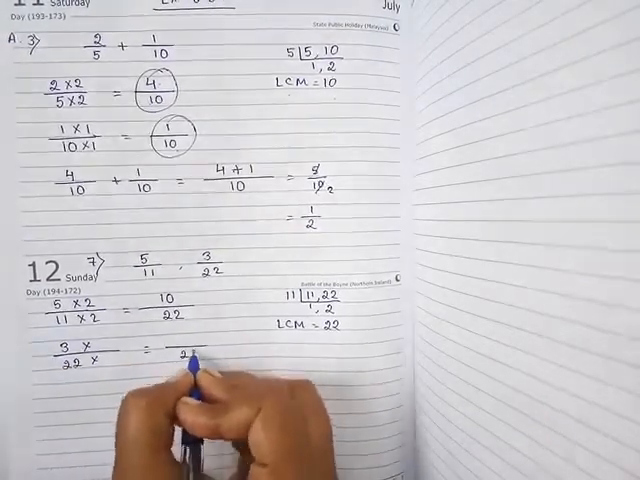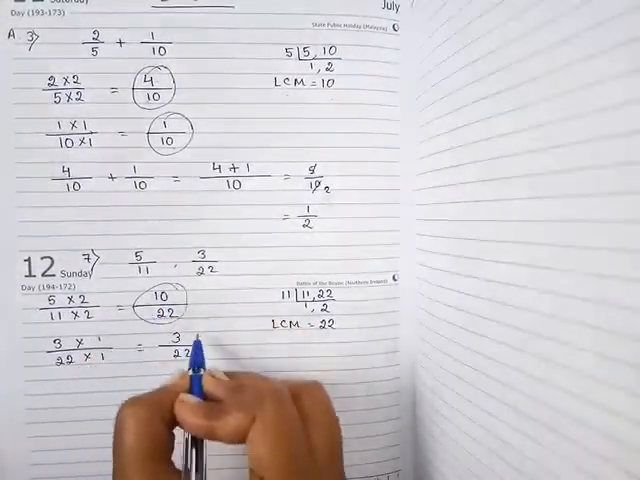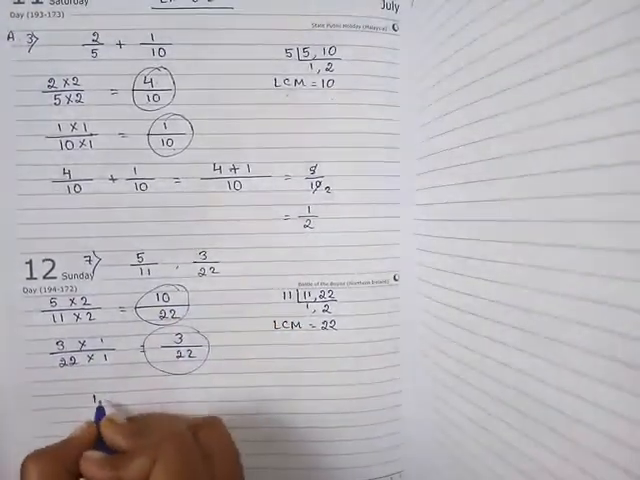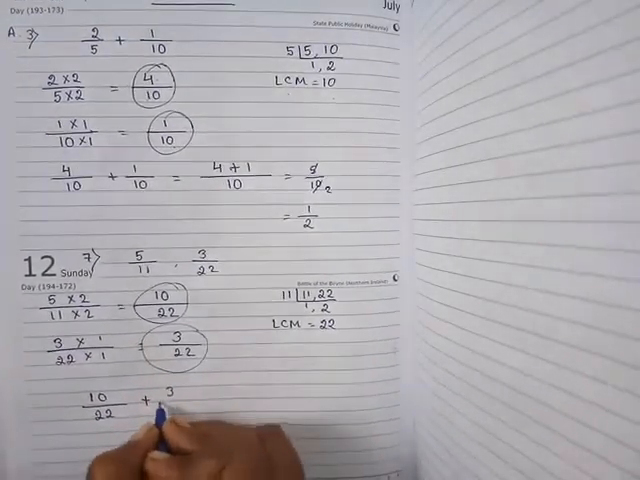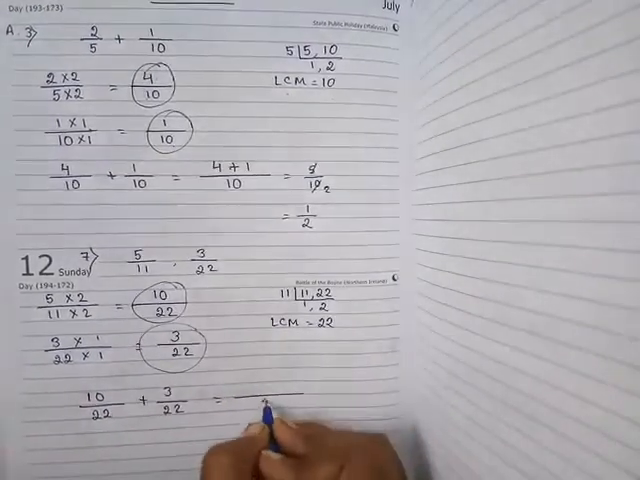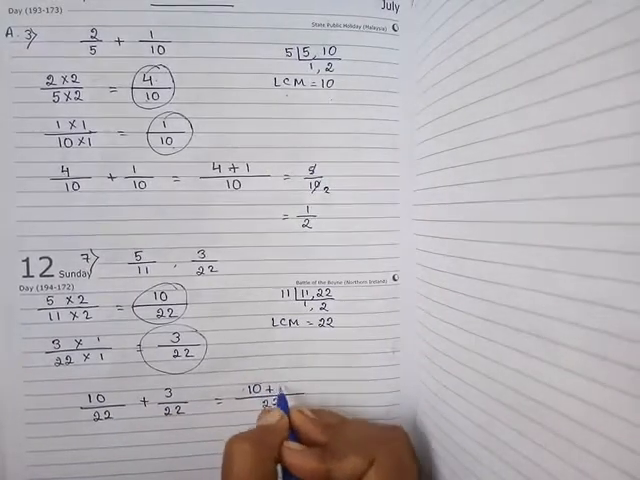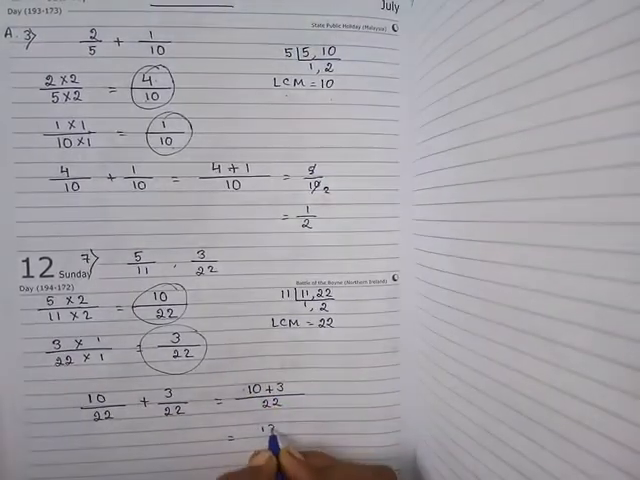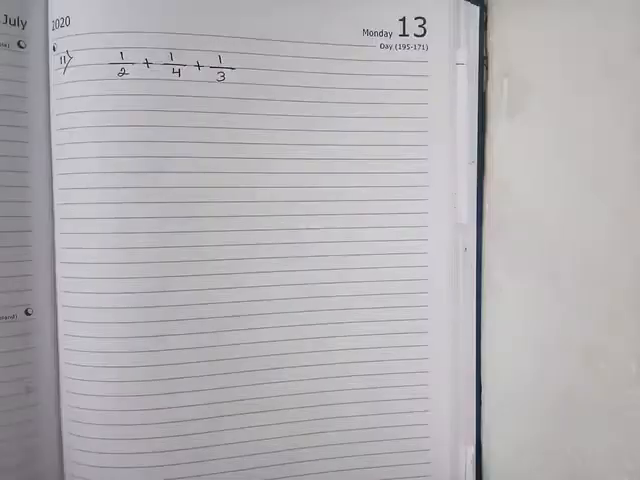It is already 22 here. So write down only 1. So now these are the new fractions. Add these new fractions. Since the denominators are equal, write down 22. And the numerators, add the numerators. 10 plus 3. So 13 by 22 is the answer.